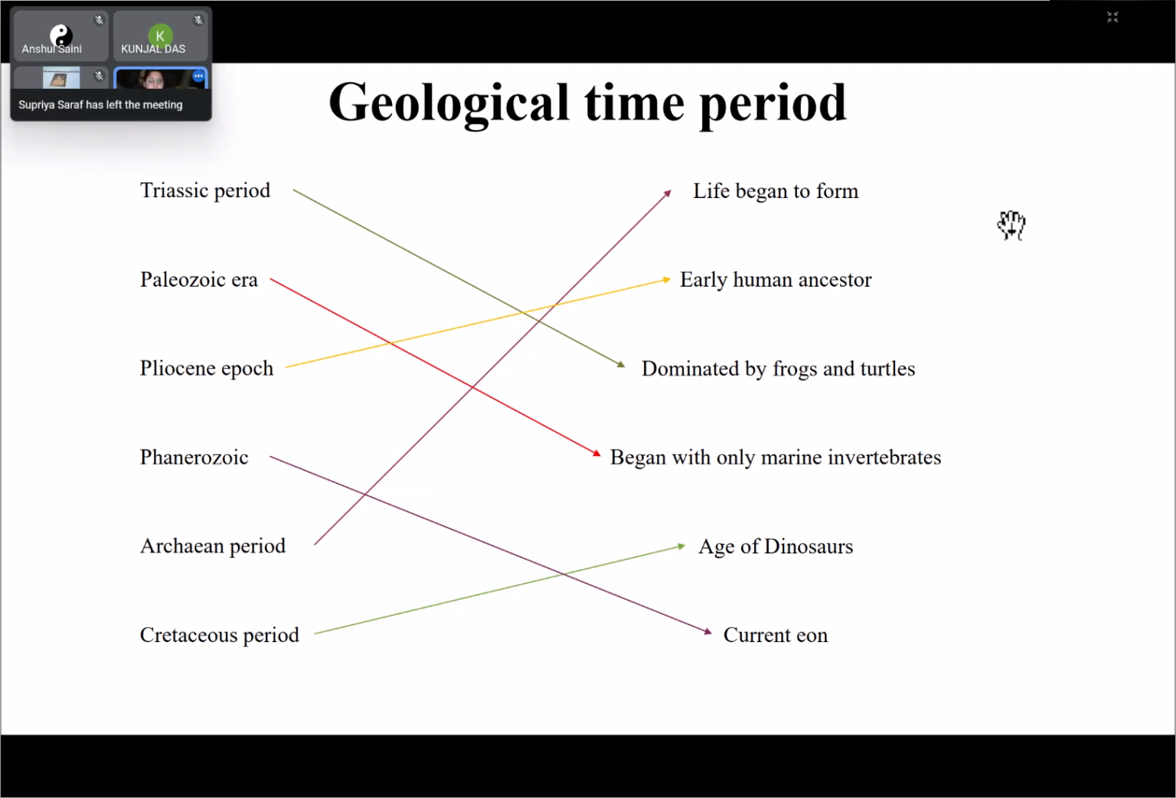I'm not discussing all of this, but you can see that I have already shown you that there are different names here. There is Triassic period, Paleozoic era, Pliocene epoch, Paleozoic is the current eon, Archean period, and Cretaceous. So these, as you can see on the right hand side, they are each with their different characteristics. All of these, just a second.